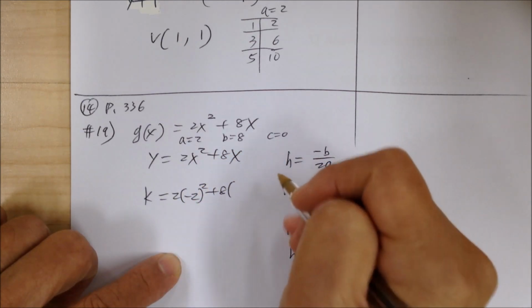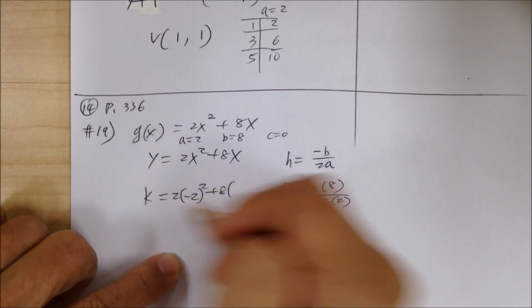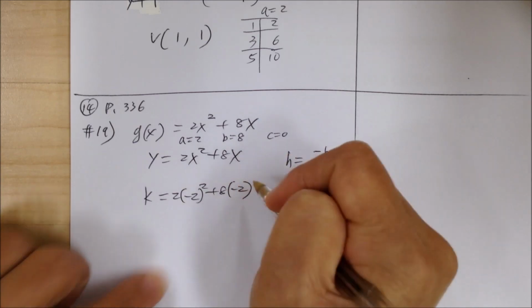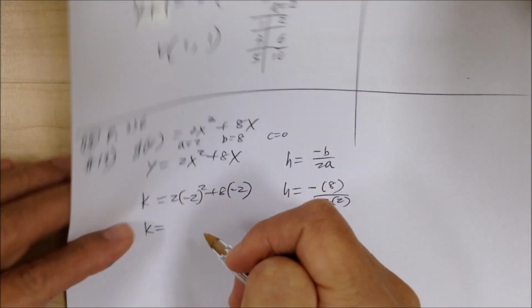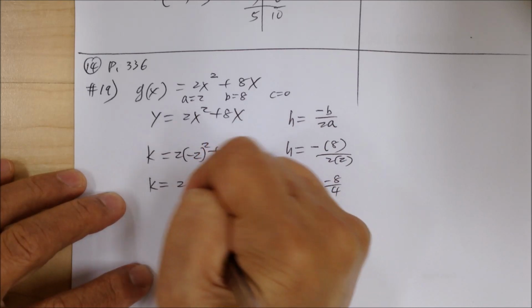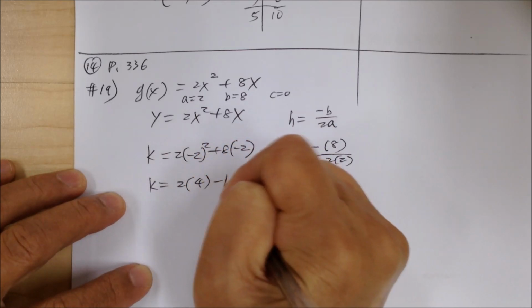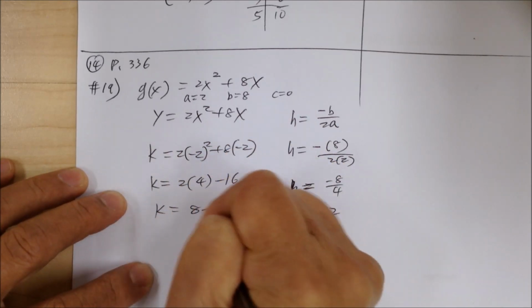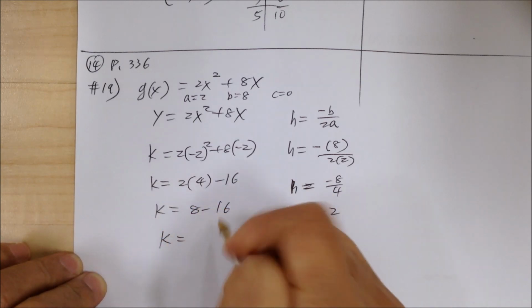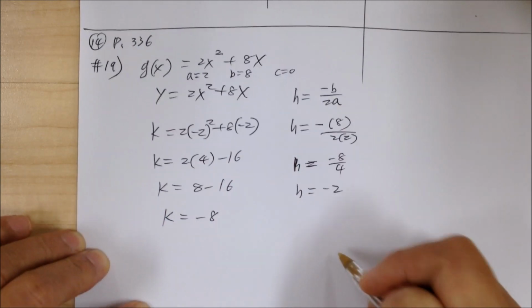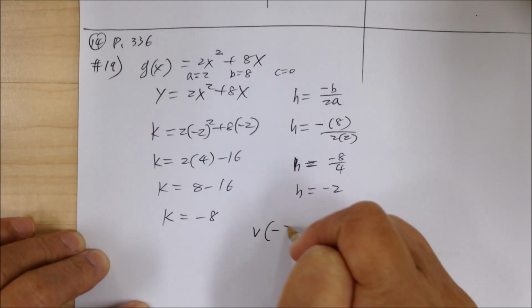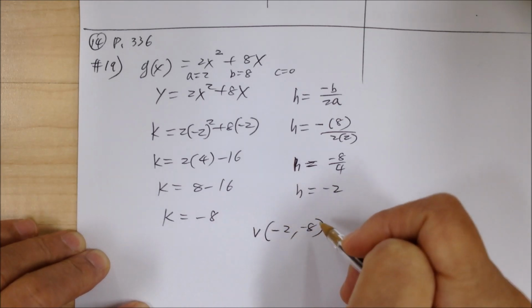So again, when you substitute x, you get y. When you substitute h, you get k. So k will equal 2 times 4 minus 16. So k will equal 8 minus 16. So k will equal -8. So that means your vertex is going to be at (-2, -8).